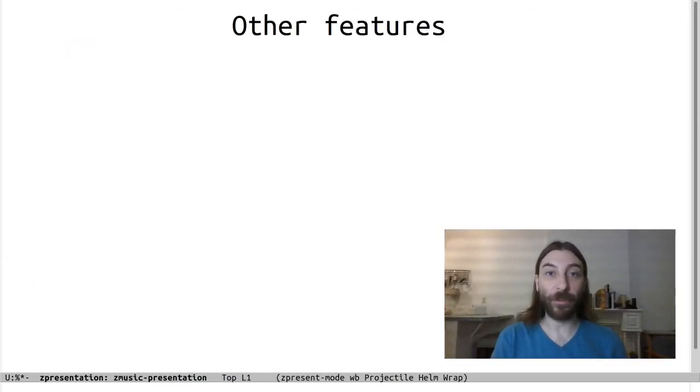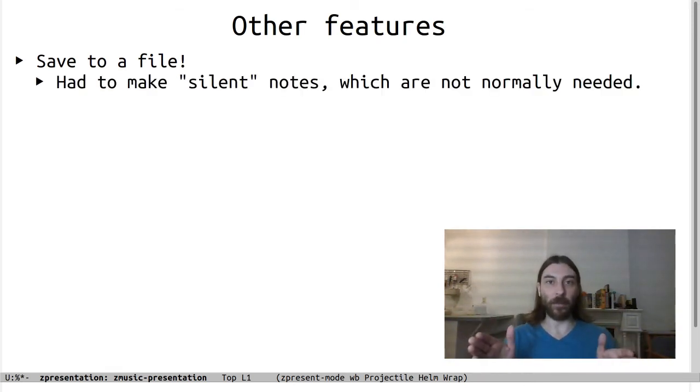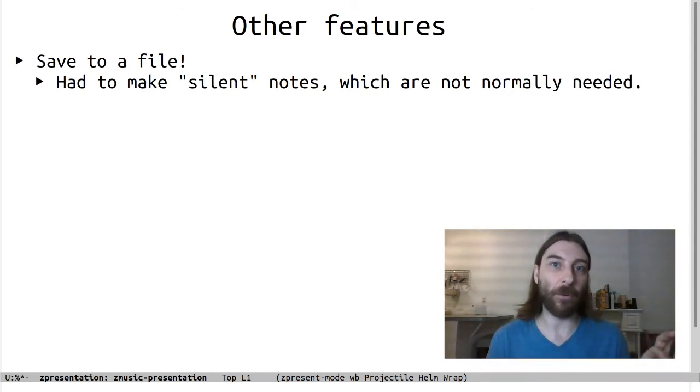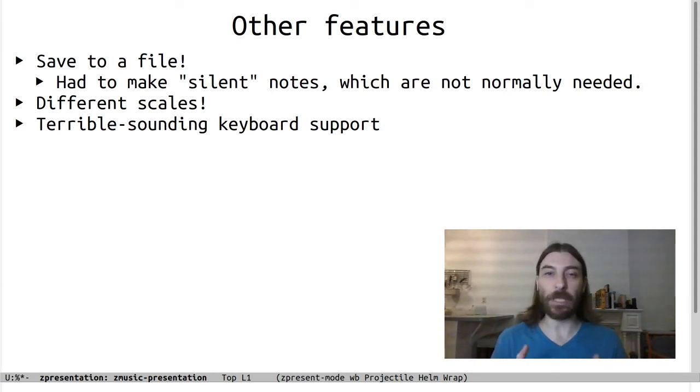Okay, here are some other features that I didn't have time to demo. You can save the music to a file. And this is interesting because normally if there's no note in a beat, we just don't play that beat. But if you're writing to a file, you have to put something in so when it's playing, it knows to not make a sound there. You can also use different scales. We were using the minor pentatonic in the demo, but you can use the major scale, the minor scale, or anything else. And there's also keyboard support, but it sounds really bad, and I'll explain why later.